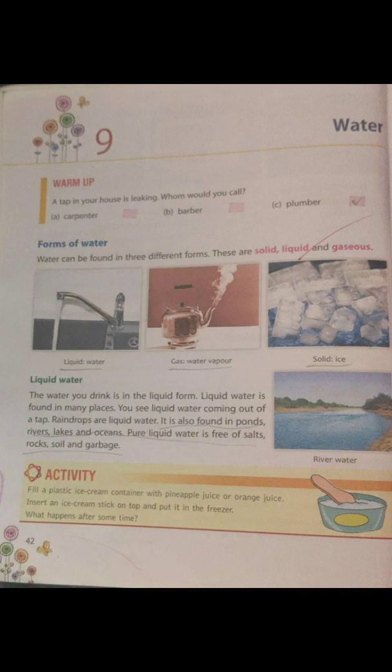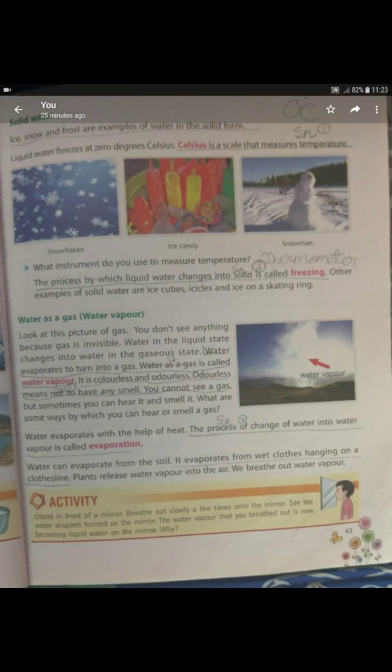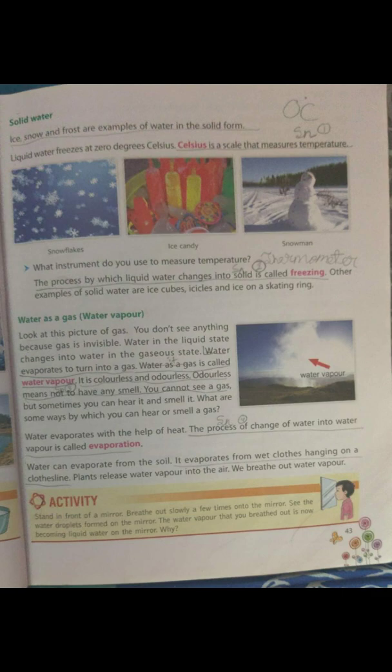Now there is one activity in your book. You can do that at your home also. Fill a plastic ice cream container with pineapple juice or orange juice. Insert an ice cream stick on top and put it in the freezer. What happens after some time? It will change into solid form, the ice form, right? You can do that, alright? Now let's come to the next page.